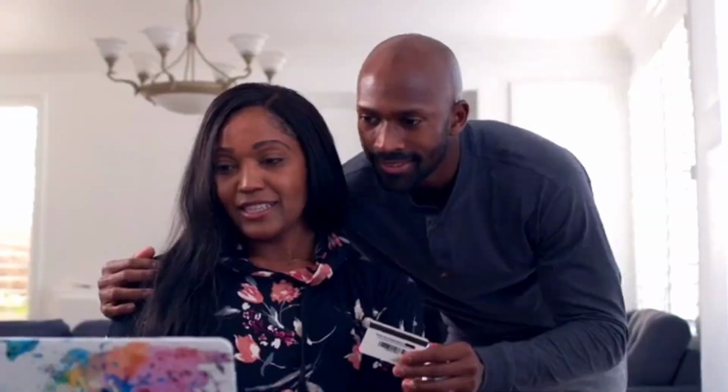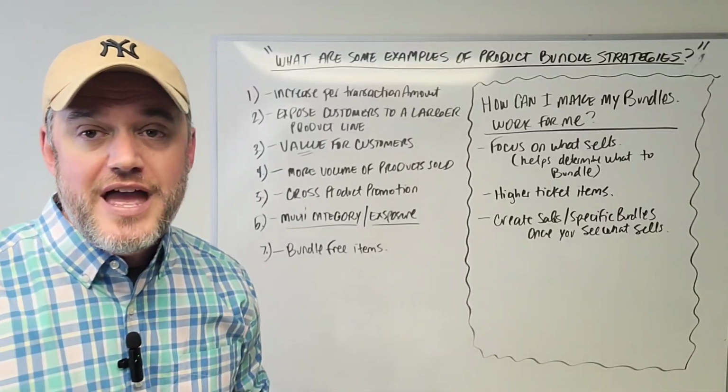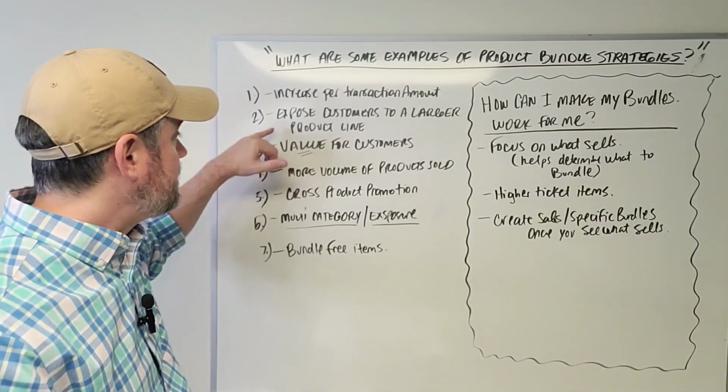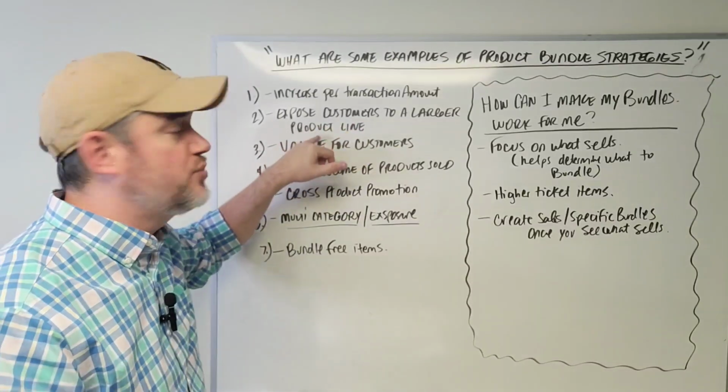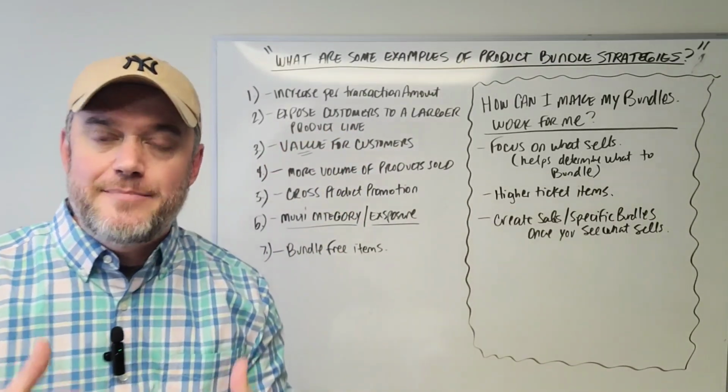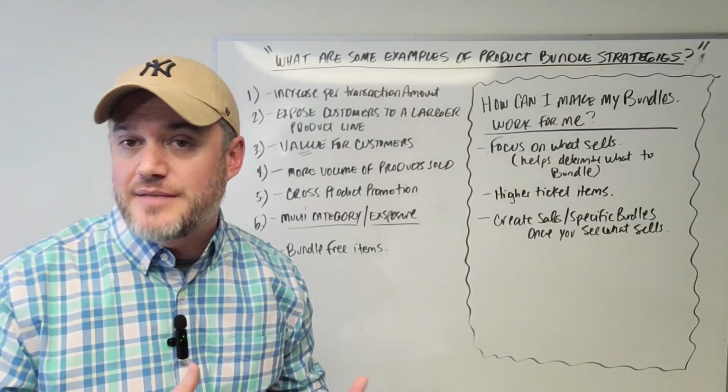Now you're creating a $40 or even $35 transaction, which is much more beneficial for you as the food seller. Number two, exposes your customer to a larger product line. So again, back to what we were saying about the variety of items that you have.